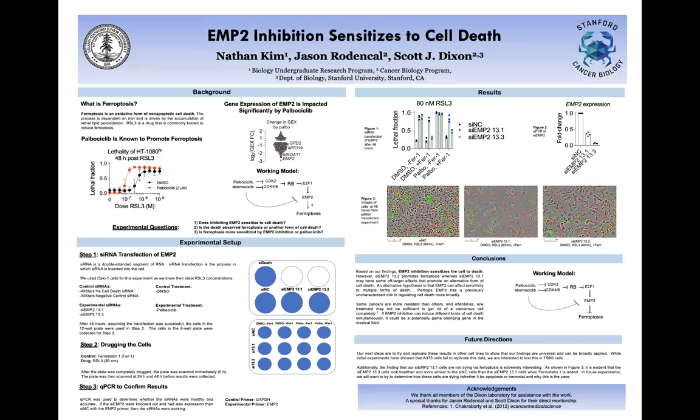In this lovely chart that was actually conducted by my mentor, Jason, in the lab, you can see that as the dose of RSL3 increases, the lethal fraction increases as well. Moving to the top right, we can see here that gene expression of EMP2 is impacted significantly by palbo, which is why in my experiment, we decided to focus on the gene EMP2. And then finally, you can see here is our working model that we were basing this experiment off of.